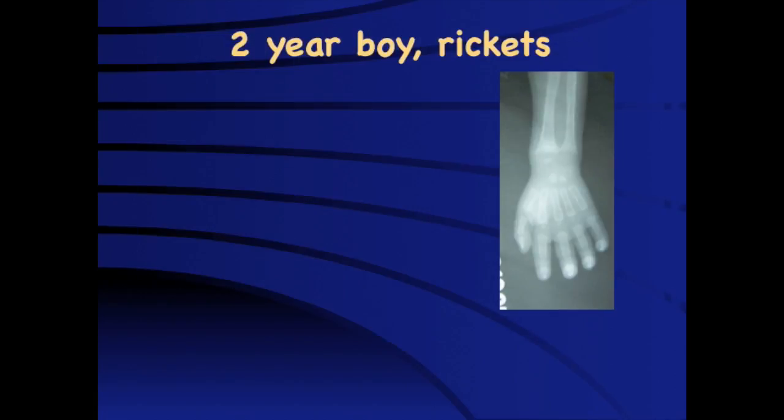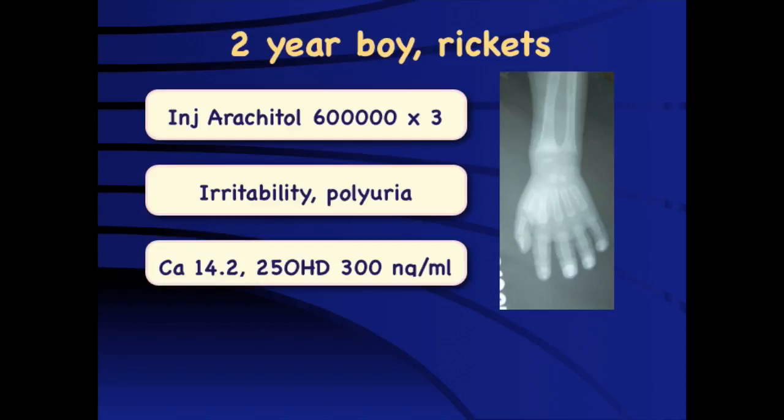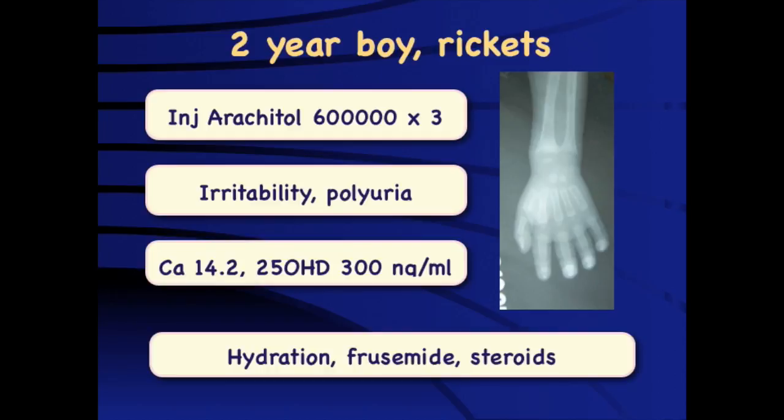We should also be aware that giving too much treatment can be a major problem. So this was a 2-year-old boy with rickets who was given 3 injections of vitamin D, presented with irritability and polyuria, hypercalcemia and high levels of vitamin D, and had to be treated with hydration, furosemide and steroids. Thus, while vitamin D deficiency is quite common, and in most situations there is a wide therapeutic window as far as treatment is concerned, giving injectable vitamin D can have adverse effects as far as hypercalcemia and other symptoms are concerned.